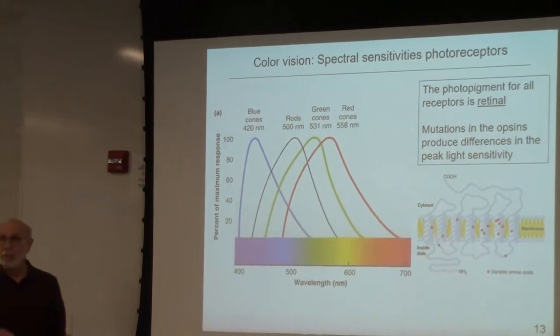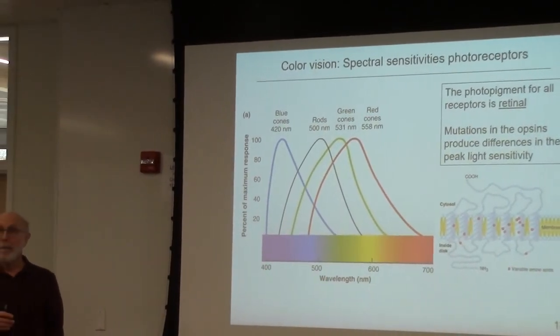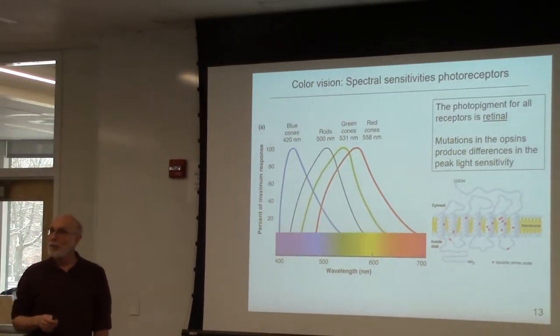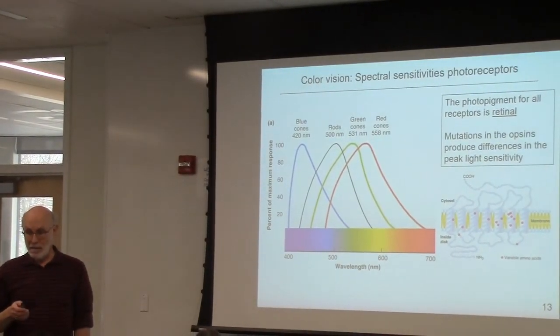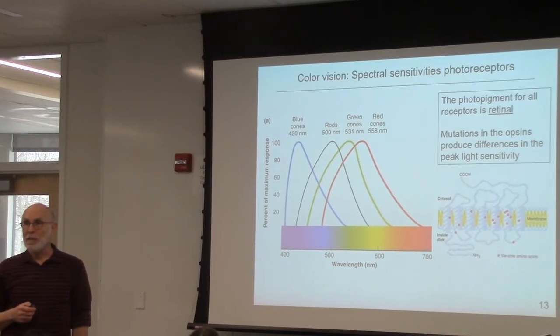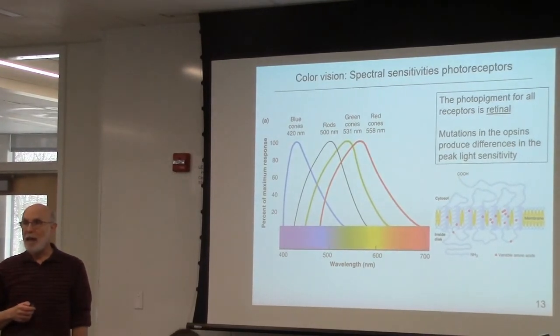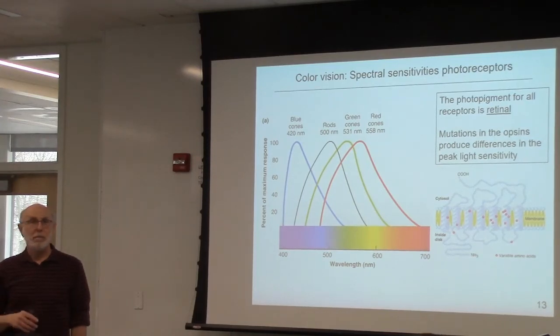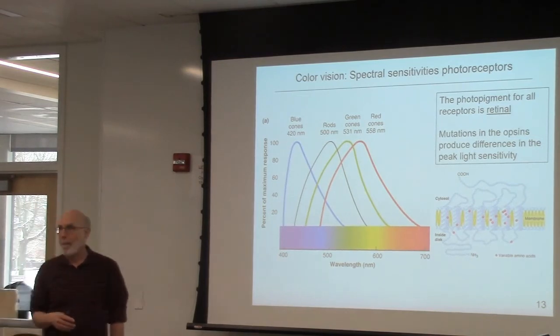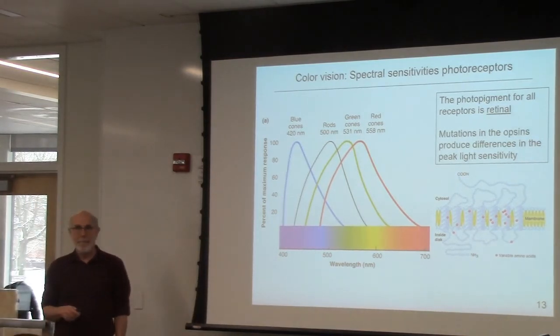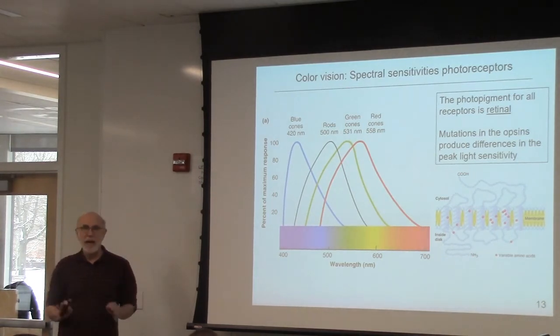So, opsins are not like photons, opsins are like GPCRs. Opsins are GPCRs. Retinal is like the ligand that is activated by photons. Photons are light. Okay? You all speak in the same language?